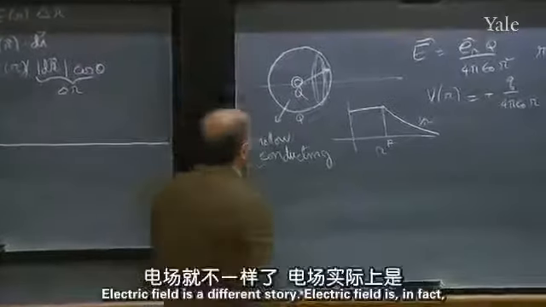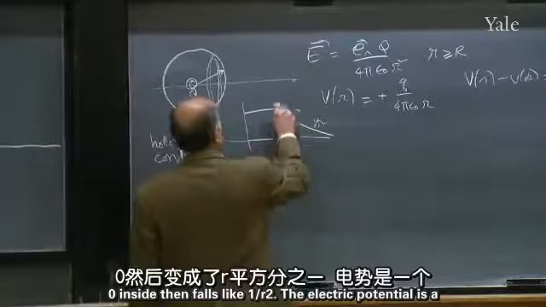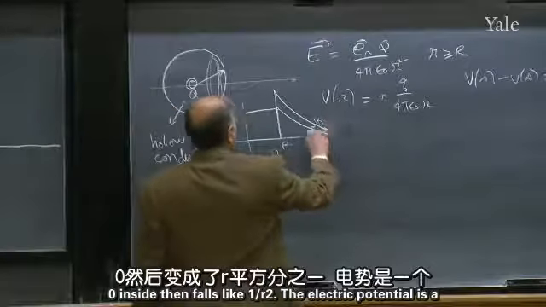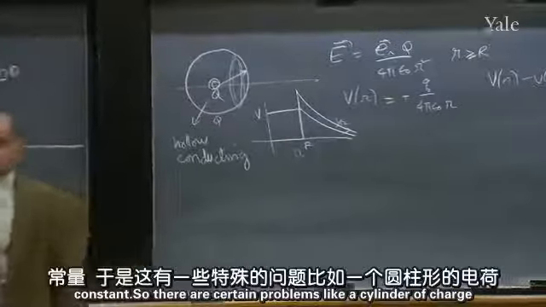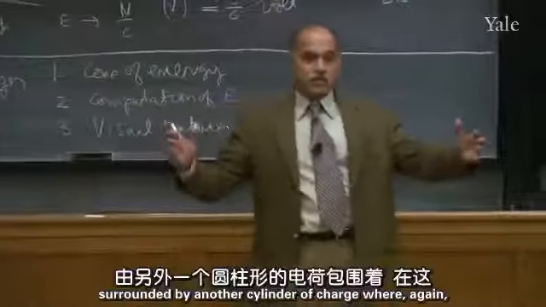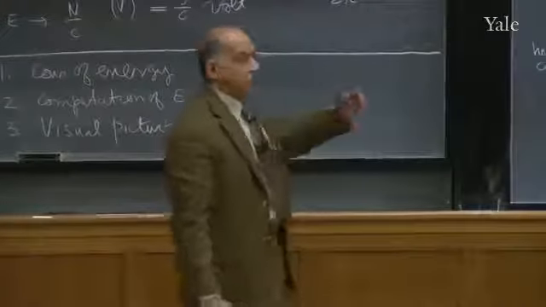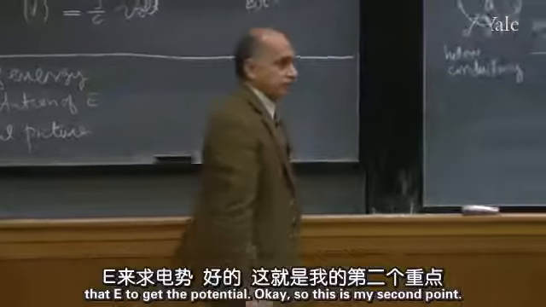So throughout the hollow sphere, there's only one potential. Okay? Electric field is a different story. Electric field is in fact 0 inside, then falls like 1 over r squared. The electric potential is a constant. So there are certain problems, like a cylinder of charge surrounded by another cylinder of charge, where again it's easier to get E from symmetry arguments than integrate that E to get the potential.